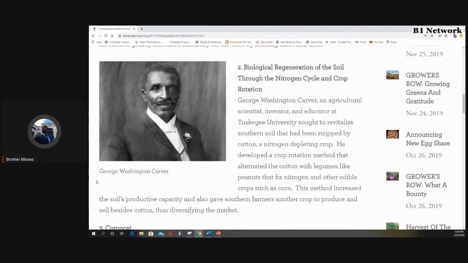An educator at Tuskegee University, he sought to revitalize Southern soil that had been stripped by cotton, a nitrogen depleting crop. He developed a crop rotation method that alternated the cotton with legumes and peanuts, or like peanuts, that fixed nitrogen and other edible crops such as corn. This method increased the soil's productive capacity and also gave Southern farmers another crop to produce and sell besides cotton, thus diversifying the market.